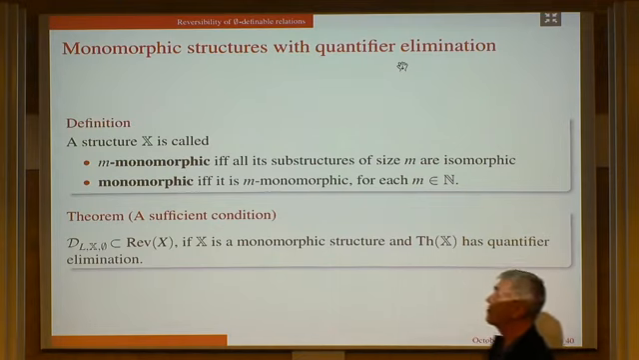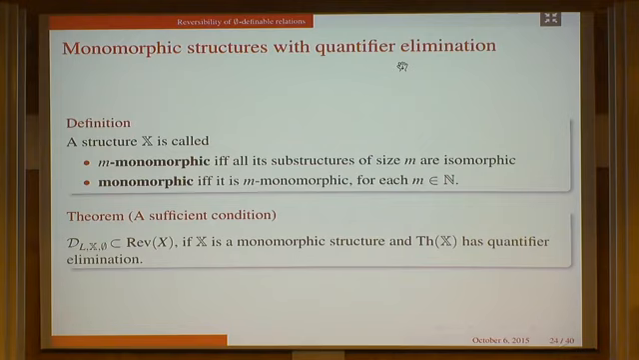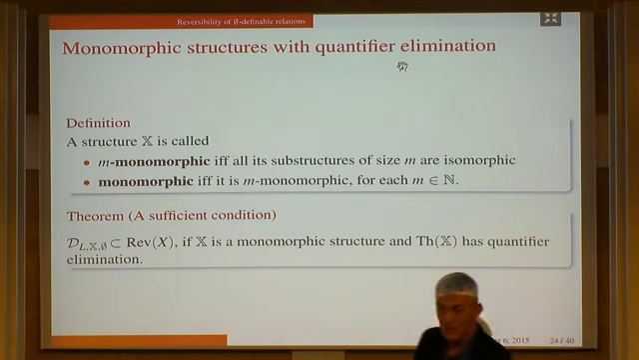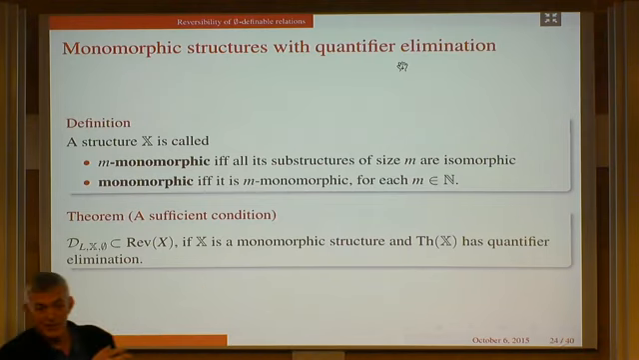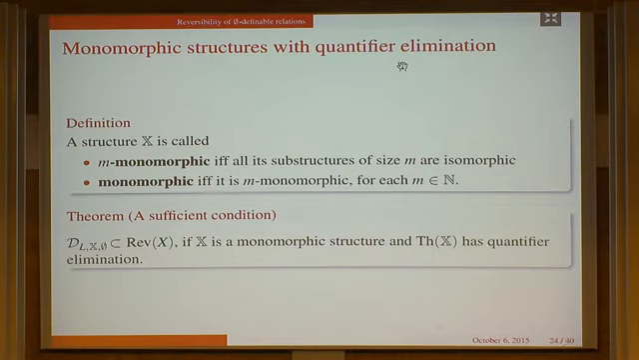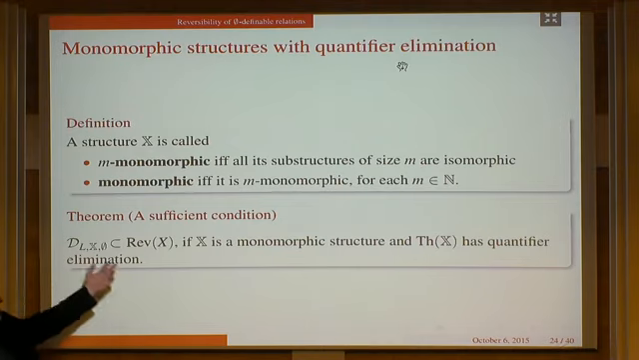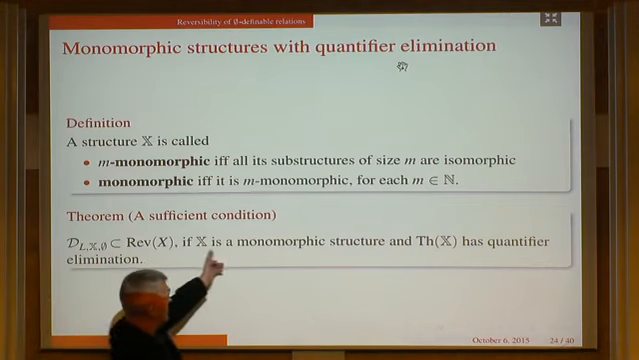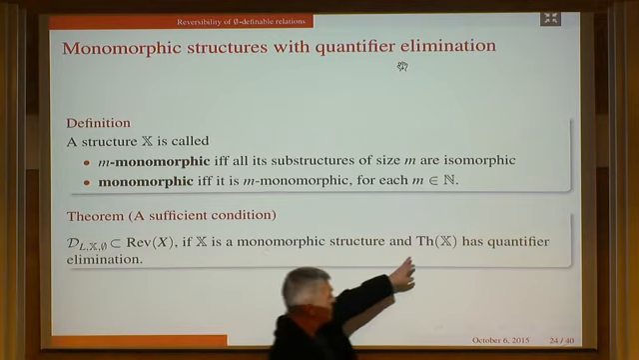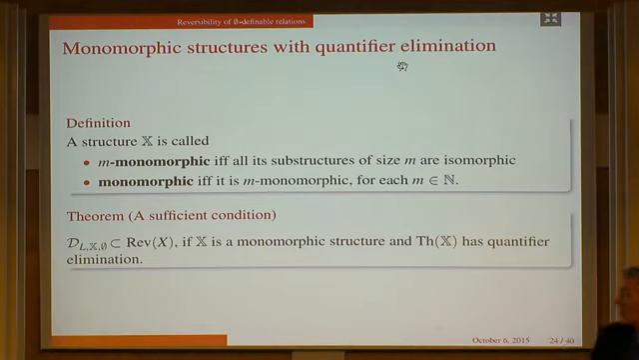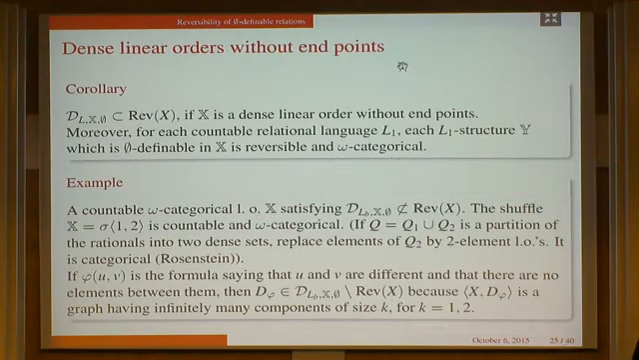Namely, the structure X is M-monomorphic if and only if all its substructures of size M are isomorphic. Linear orders, for example: if you have a linear order, all three-element subsets are isomorphic. It's trivial stuff. A structure is monomorphic if and only if it is M-monomorphic for each positive integer M. Now, the condition providing that all O-definable relations are reversible is that the structure is monomorphic, for example a linear order, and its theory has quantifier elimination, which is a very strong condition, in fact.